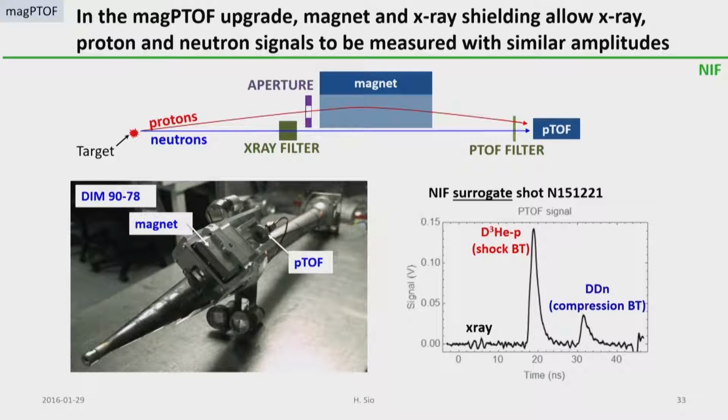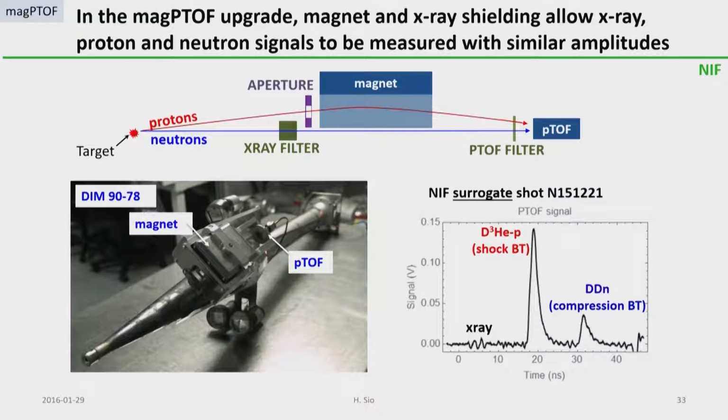The magnetic part comes from the fact that we need to cut down the X-ray signal on magPTOF so it can measure protons reliably. To do this, this is the trusty pTOF detector that we saw before, and now we have a much bigger X-ray filter in front. And to get the protons to the detector, we added a permanent magnet that bends the protons around the X-ray filter and into the pTOF detectors.